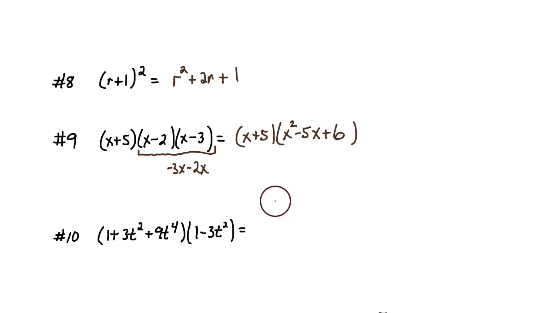Now let's use the distributive property twice. Start with the x and distribute it to all three of those terms. X times x squared is x cubed.